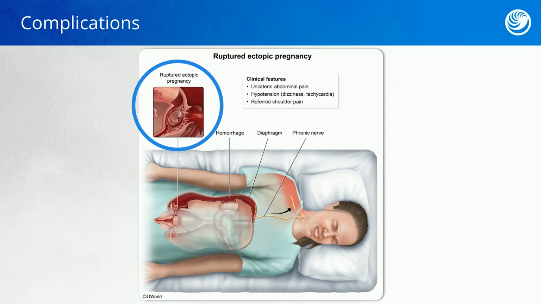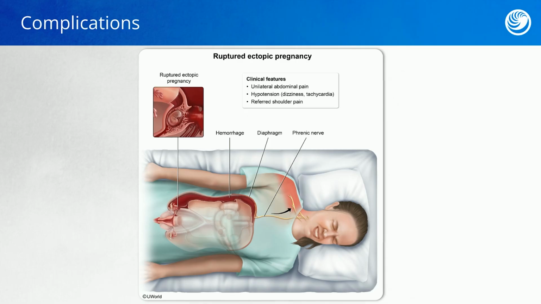Because the symptoms of an ectopic pregnancy can be subtle until the fallopian tube ruptures, it's important that every woman who comes to the emergency department with abdominal pain have a pregnancy test performed. Because there is so much blood flow going to the fallopian tube and feeding the pregnancy, any rupture in the fallopian tube can cause massive amounts of bleeding. The bleeding pools inside the belly, and we call this hemoperitoneum.